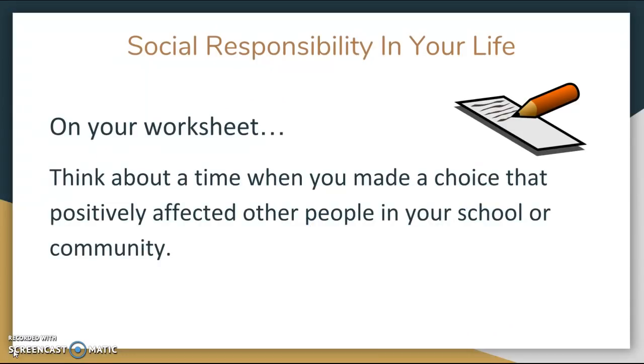So on your worksheet now, I want you to think about a time when you made a choice that positively affected other people in your school or your community. Teachers, pause the video and give the students a moment to do that.